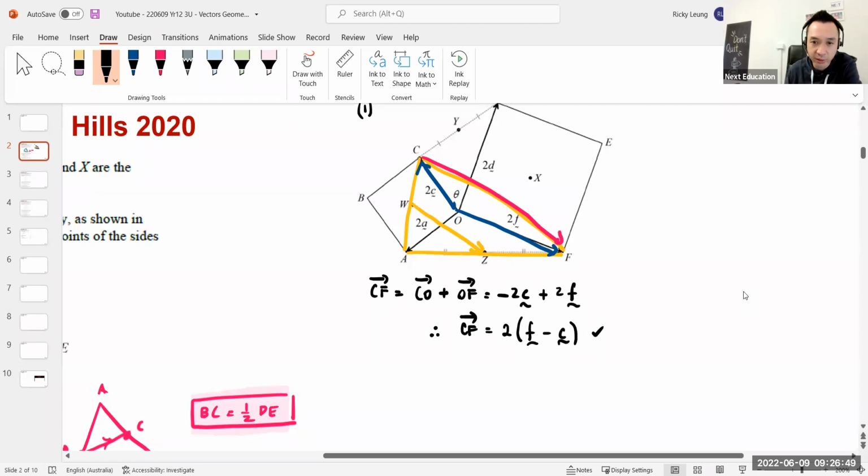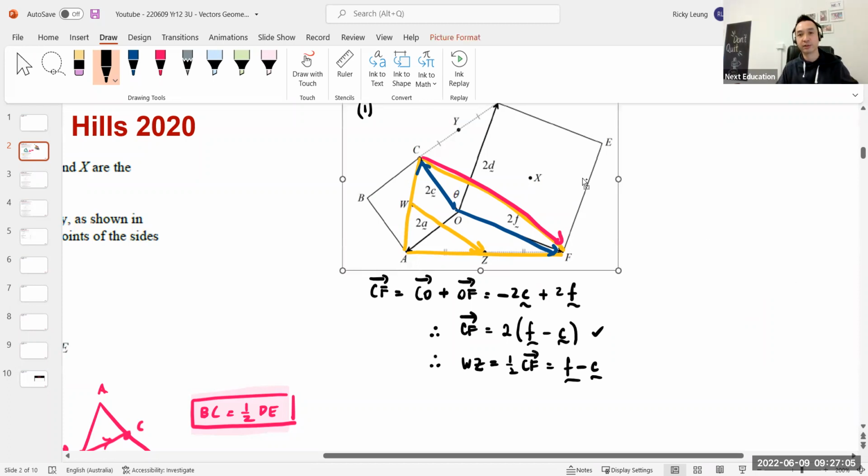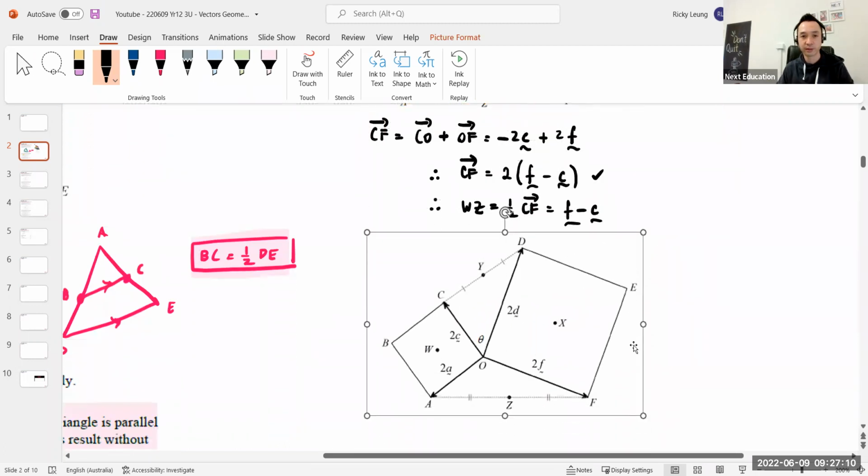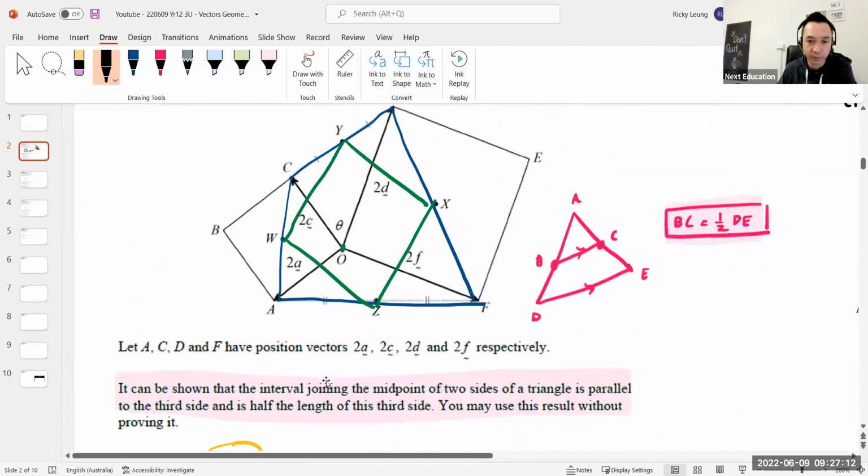And then the yellow, using my theory down there, would be half of CF, which in this case will be half of 2, therefore equals F minus C. Is that okay? Now, by the same token, if I copy this diagram, what's the other one they want me to find?